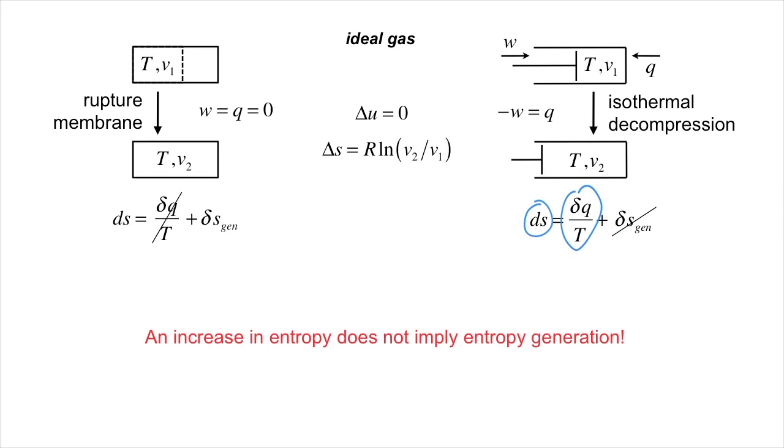Likewise, delta S being less than 0 does not mean that entropy was destroyed, violating the second law. It just means that the system evolved some heat, and this evolution of heat caused the entropy of the system to decrease.